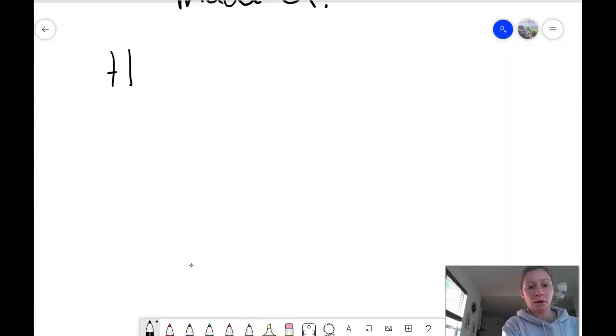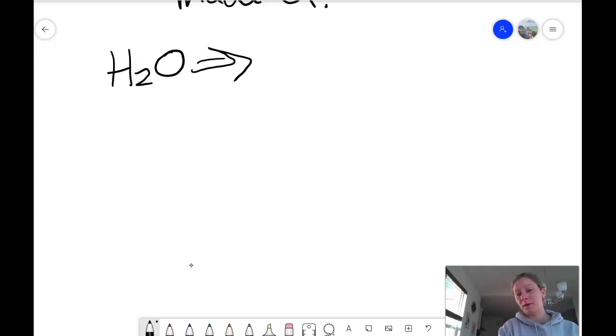So if we look at water, and you have your periodic tables out and your calculators out, we can look up the mass of hydrogen on the periodic table, we can look up the mass of oxygen on the periodic table, and we can add those all up to get the molar mass, which we've been doing, right? The molar mass of water. Some of you might even have it memorized by now because you've been using hydrogen and oxygen so much.